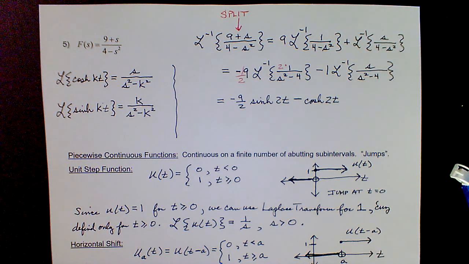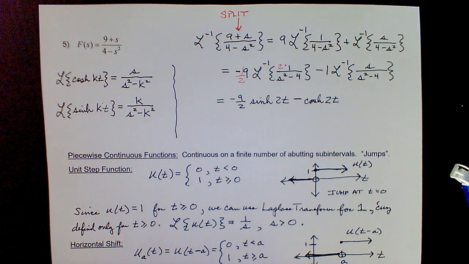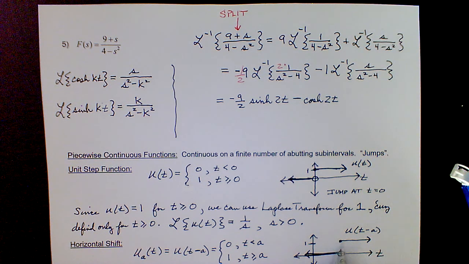Now, because u sub a is 0 when t is less than a, any value less than a contributes 0 to the integral. So therefore, if we replace u sub a of t by 1, it's only good for values of t that are greater than or equal to a. So when we replace u sub a of t by 1, the limit of 0 changes to a, because it's only defined to be equal to 1 when t is greater than or equal to a.